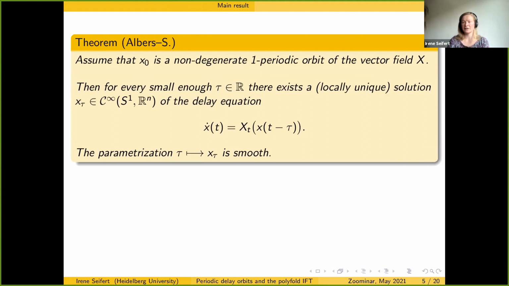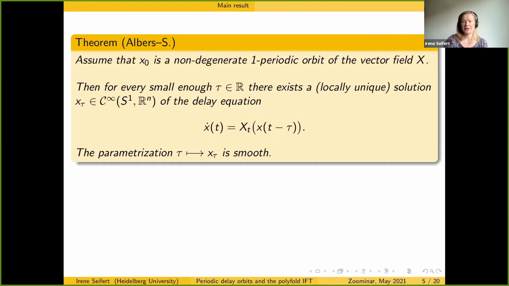Maybe this existence result is not very surprising, but still I think it can be found nowhere. And also the smoothness of the parametrization is kind of astonishing, because in the delay equations literature, you never get something which is better than C^1. Although, of course, in this setting, you might expect it to be better, but it seems difficult to prove.